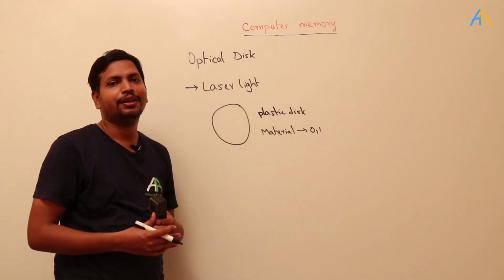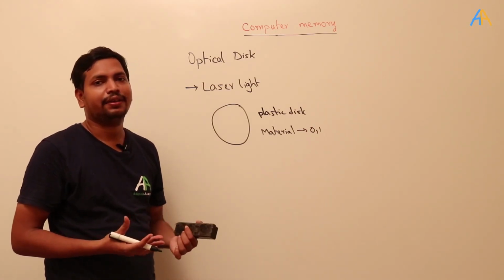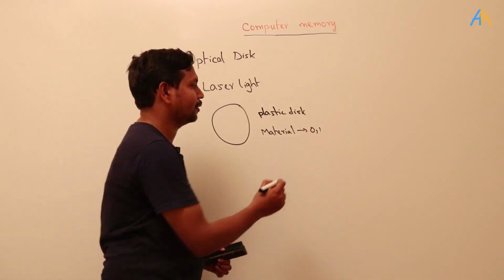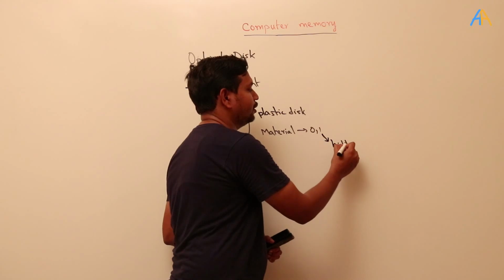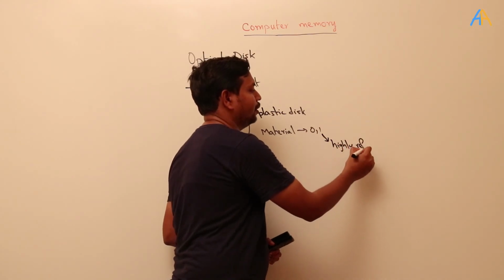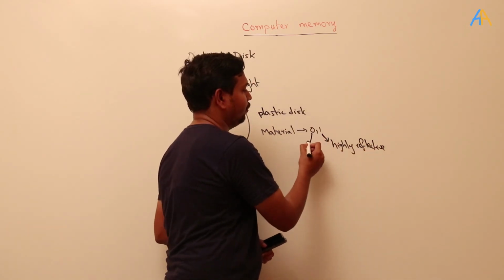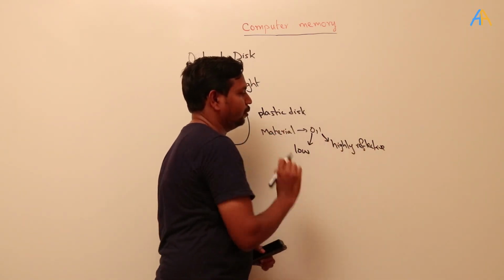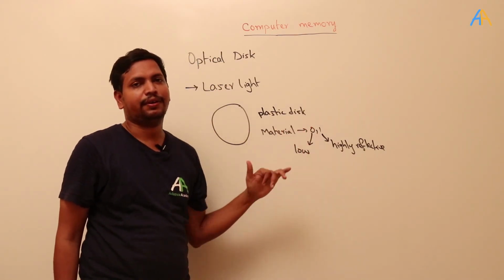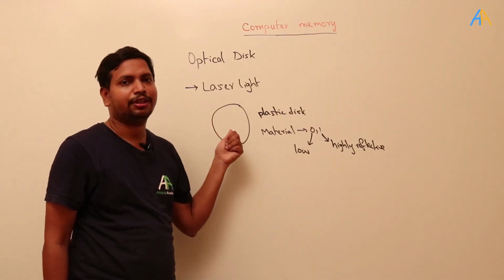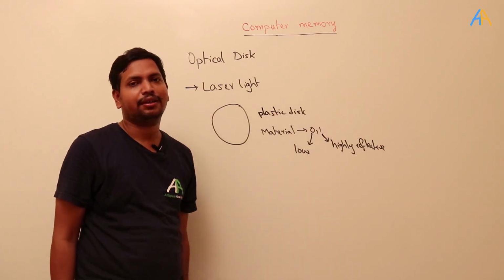How can it be programmed? It can be programmed in such a way that it has high reflectiveness or low reflectiveness. One means highly reflective to the laser light, and the other is low reflective. So when laser light is focused on a particular location, if it is reflecting high, it is called 1. If it is reflecting low, it is called 0.